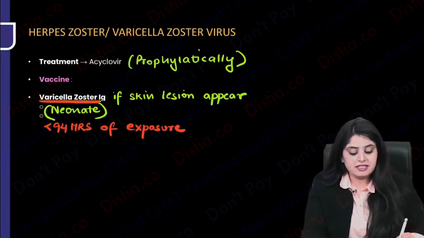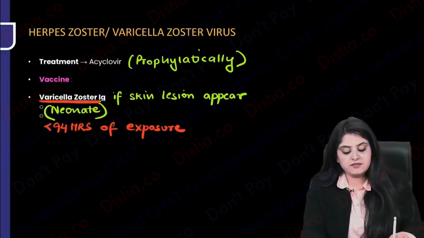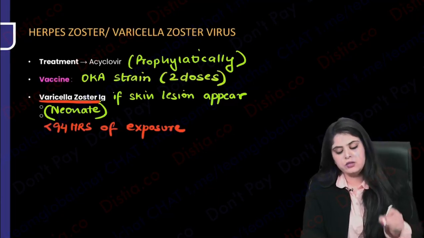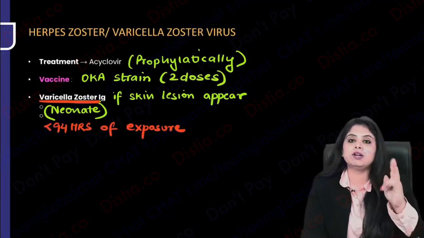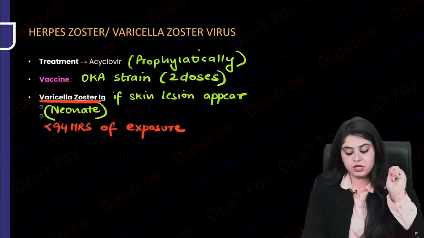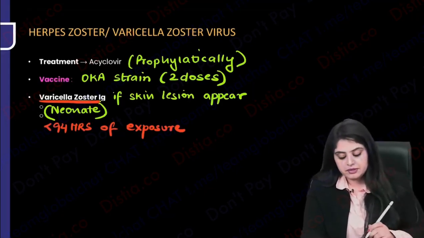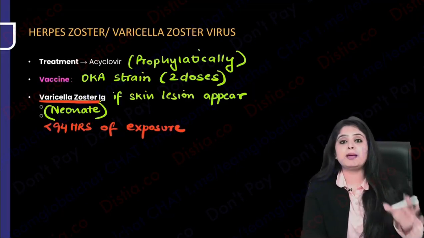Is there any vaccine? Yes, there is a vaccine which uses the OCA strain. OCA strain wala vaccine hota hai, and you have to give it as 2 doses. You don't need to know the duration as such, but remember OCA strain ka 2 doses ka vaccine is for chickenpox, to prevent it, of course. Okay, so this was all about the very, very famous chickenpox happening in children.